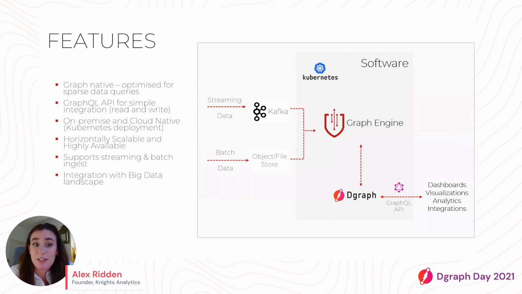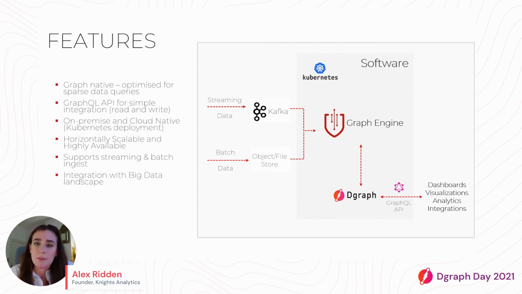And that means that we've built our software in line with a lot of Dgraph's principles. So we wanted to be graph native, hence we wanted to choose a graph database that could keep up with our software. And we have a Kubernetes deployment. We're scalable, highly available. We support streaming and batch. And of course, we try to integrate with the big data landscape as much as possible.